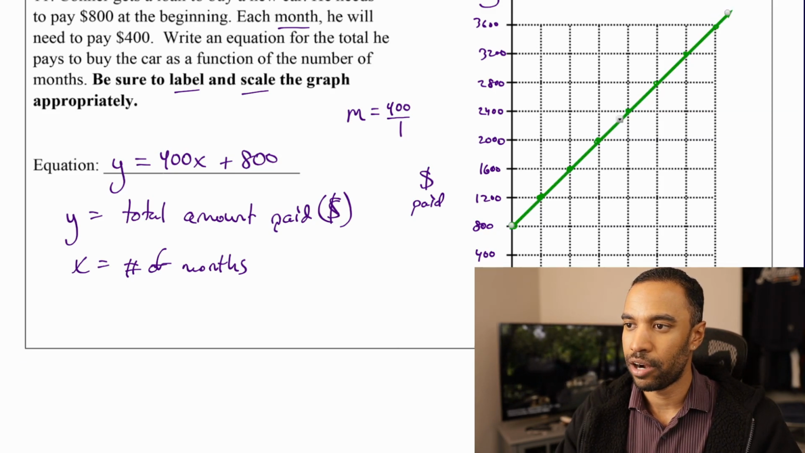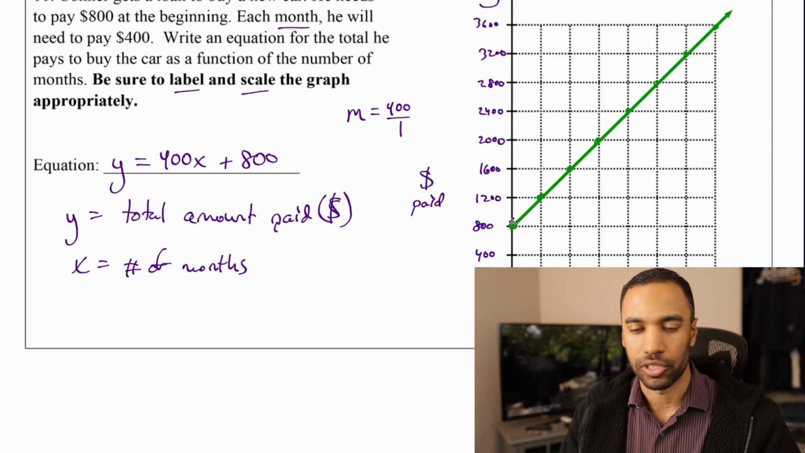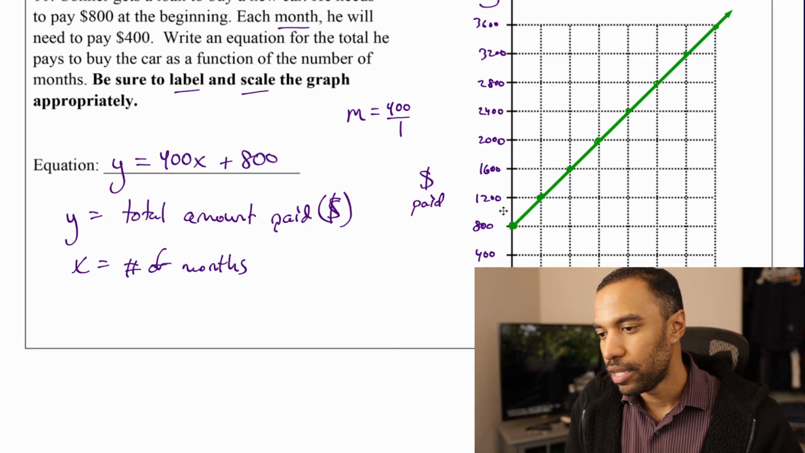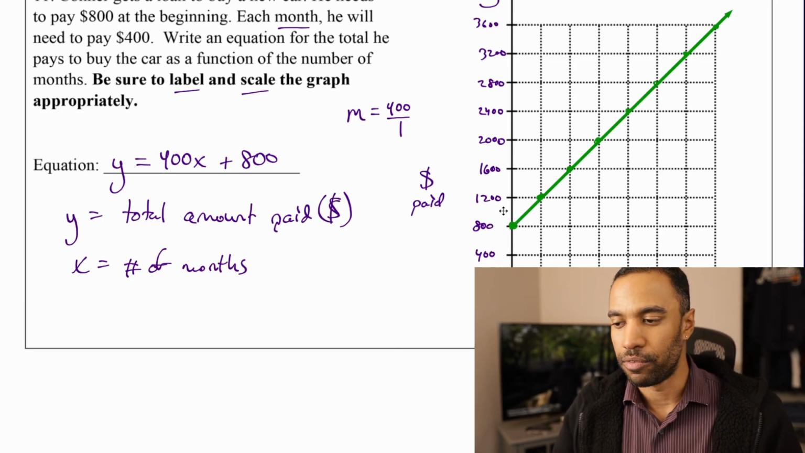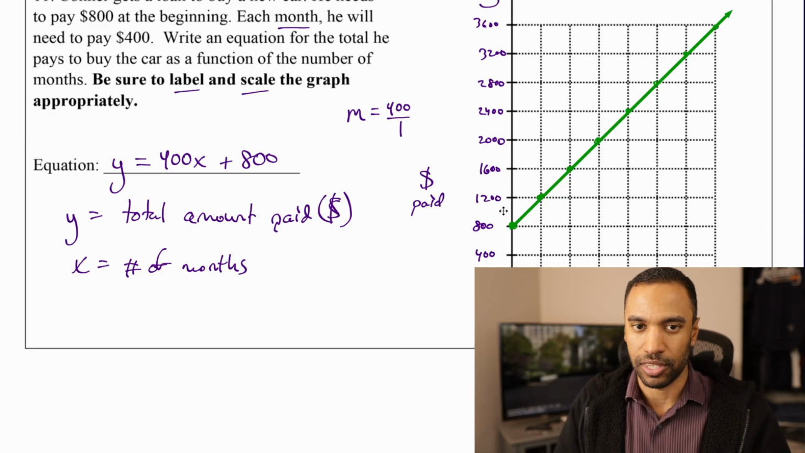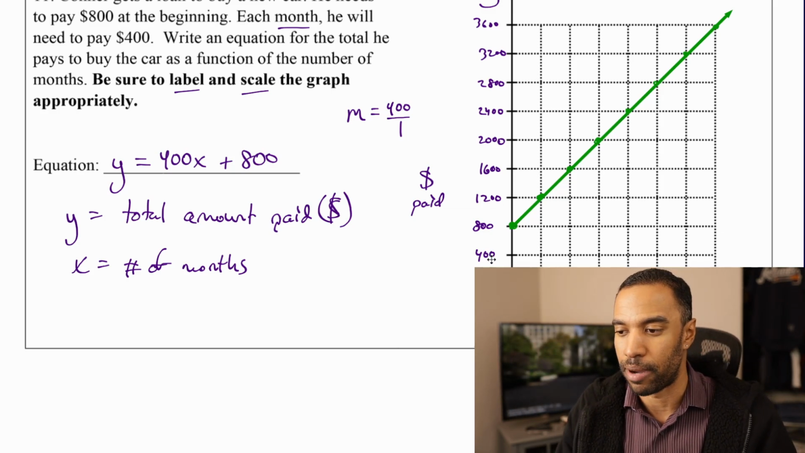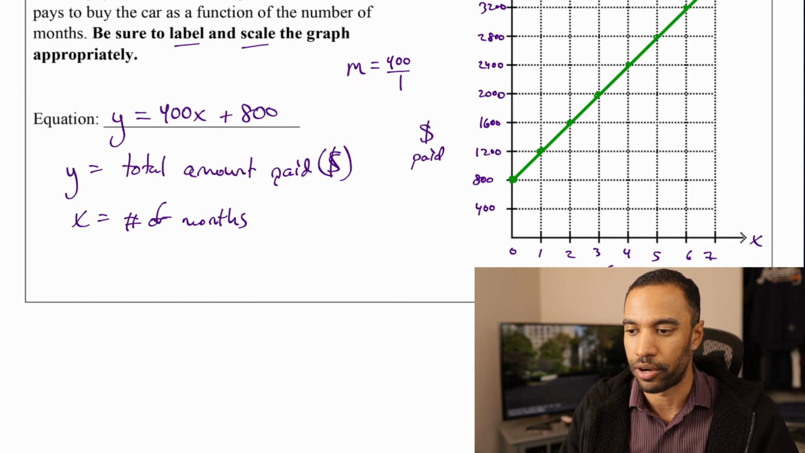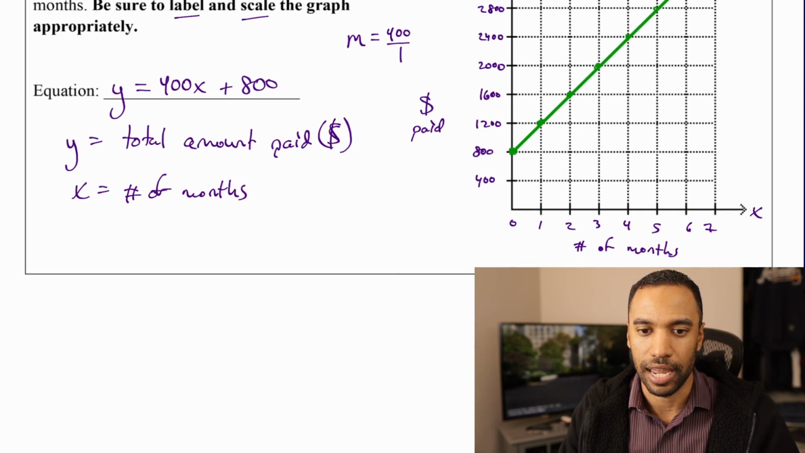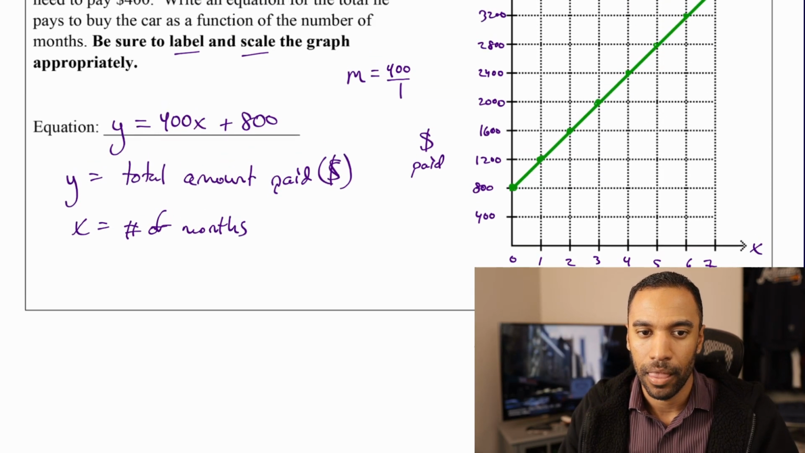Where do I not have an arrow? I don't have an arrow at the start here. Why? Because there were no negative months involved. This was the official beginning of this thing. The domain is only for months that are greater than or equal to 0 here. We start at $800 and then we climb it up.